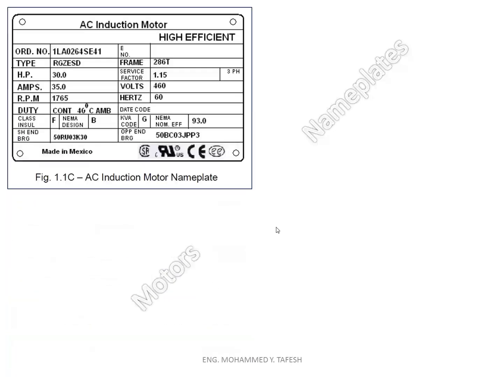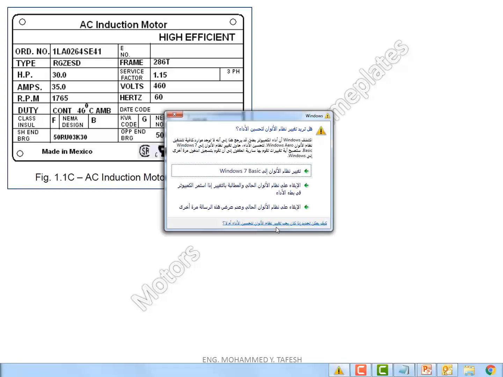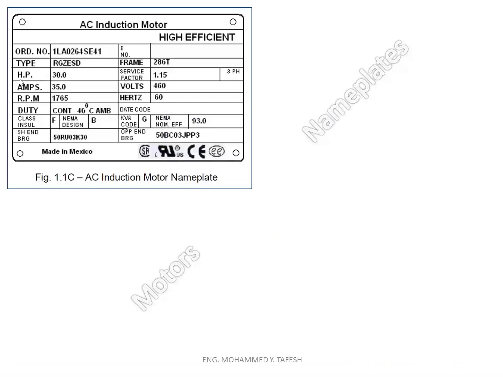Now I want you to explain every data written on the nameplate of another AC induction motor. This is another measurement unit for rated power of motors, horsepower. The horsepower here is 30, and every 1 horsepower is equal to 750 watt. The amperes drawn by the motor is 35 at full load.